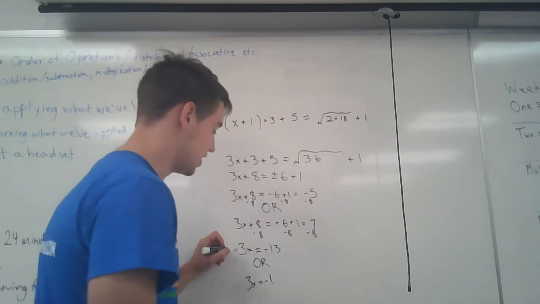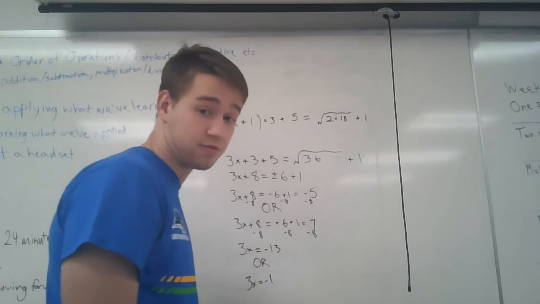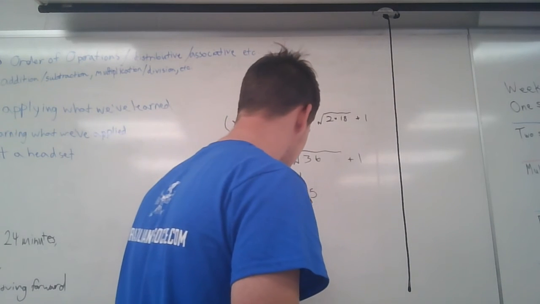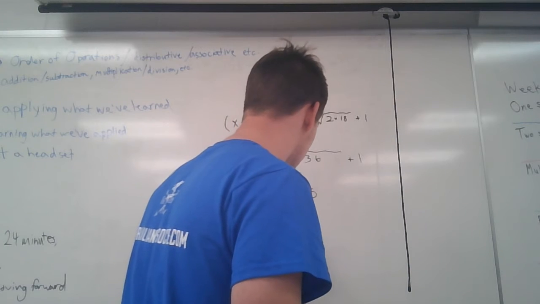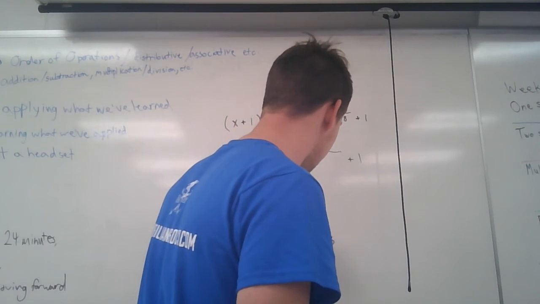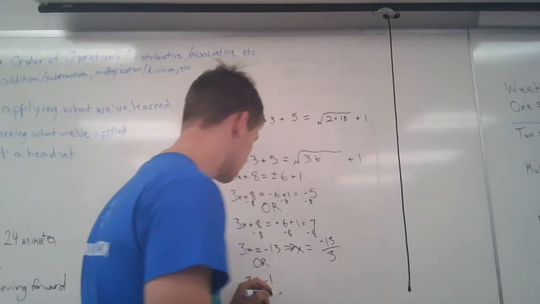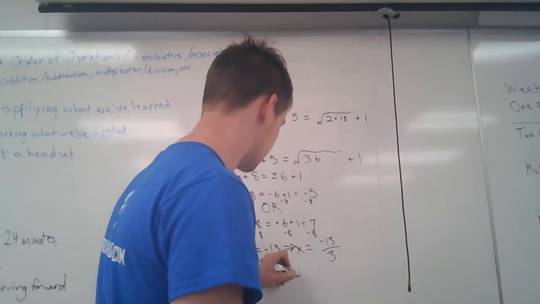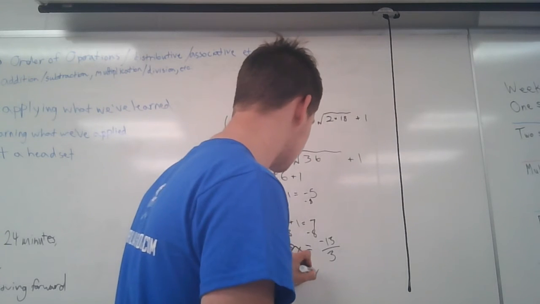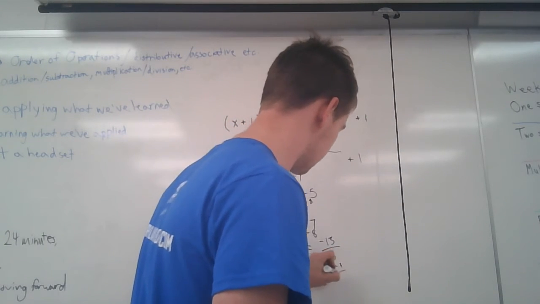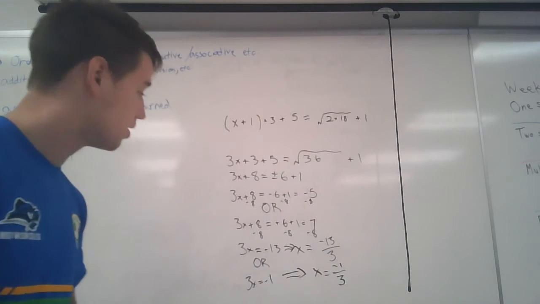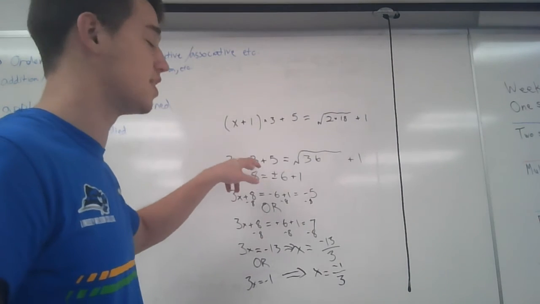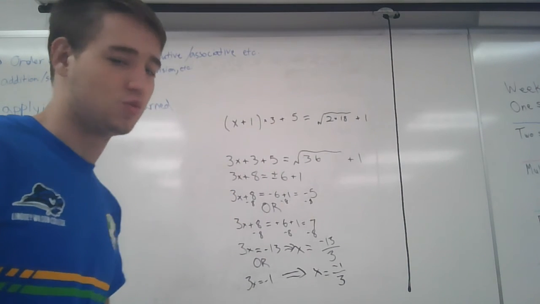Now, in the first case, we can just leave it in the form of the fraction, divide by 3 on both sides to get x equals negative 13 over 3. Or you divide by 3 on both sides here to show that x equals negative 1 over 3. We're able to do all of these things because once we do something to one side of the equation, we have to do it on the other side as well.